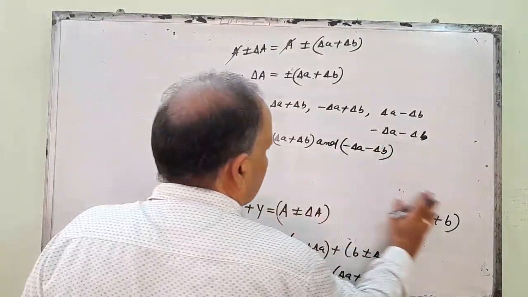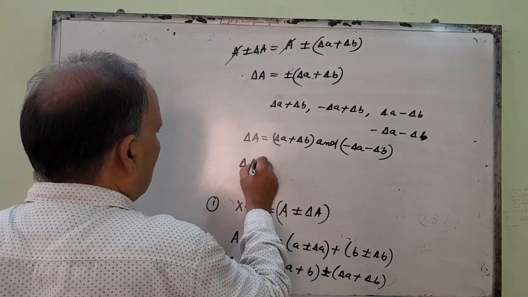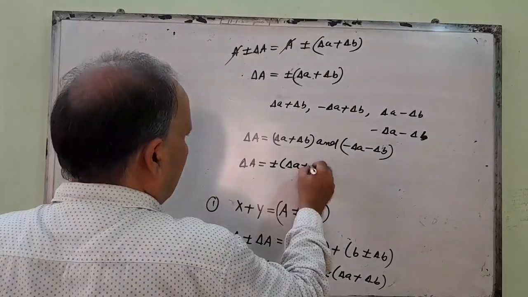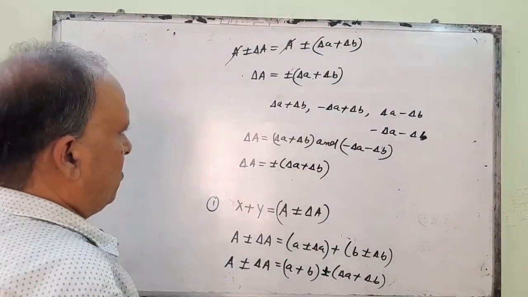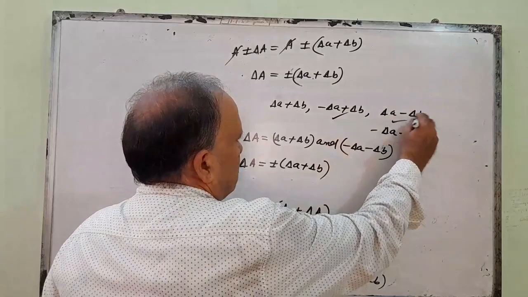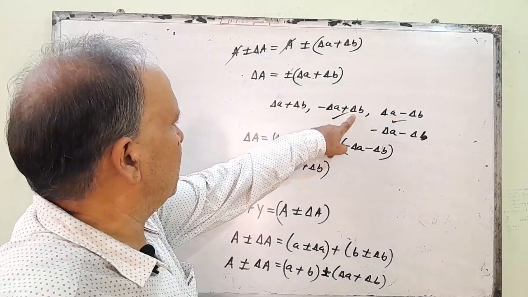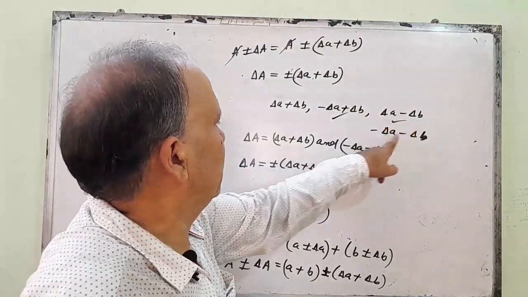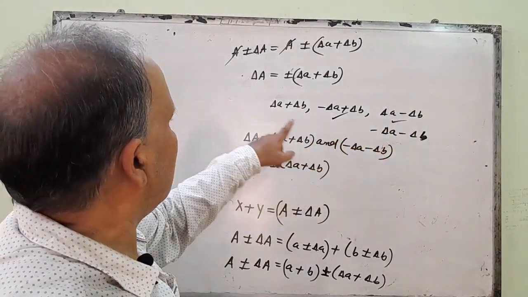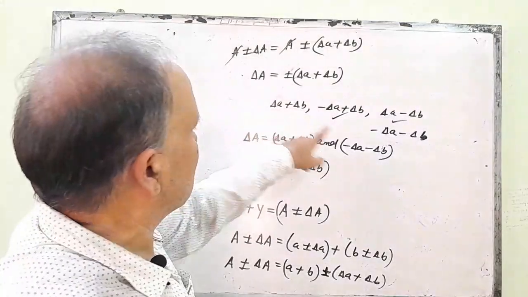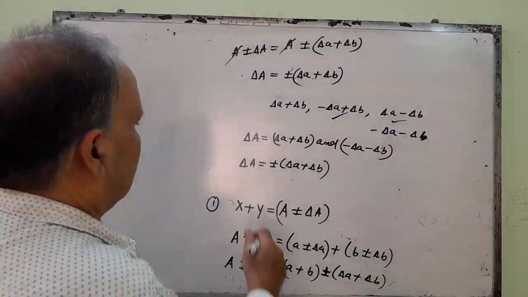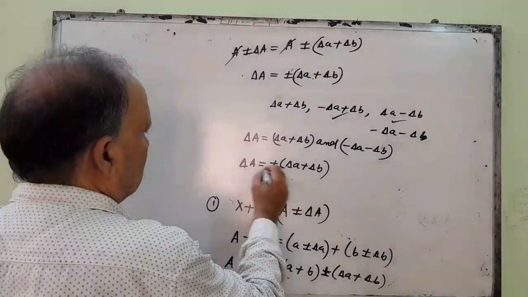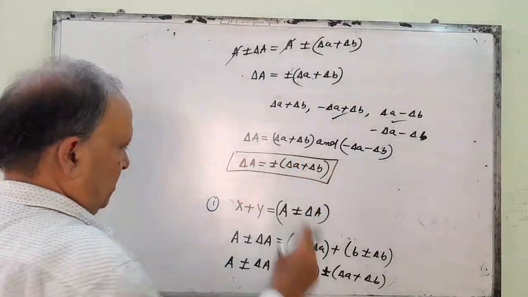So we write, delta a is equal to plus minus delta a plus delta b. So you remember, we cancel these two terms because here one is positive and here it is negative, here it is positive and here it is negative. So you get maximum error when you take both plus or both minus. So delta is equal to plus minus delta a plus delta b.